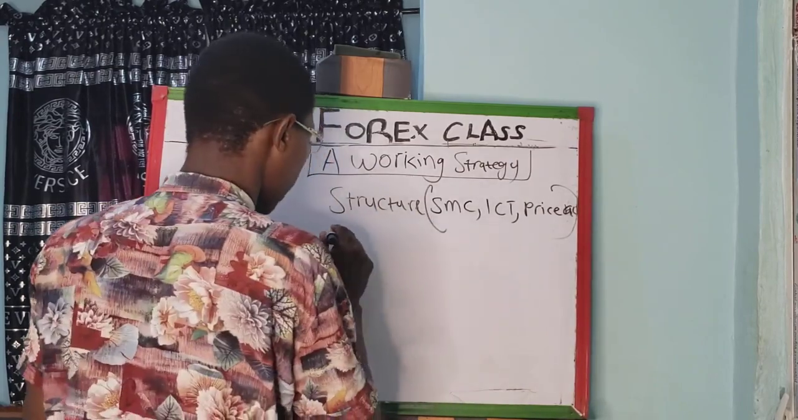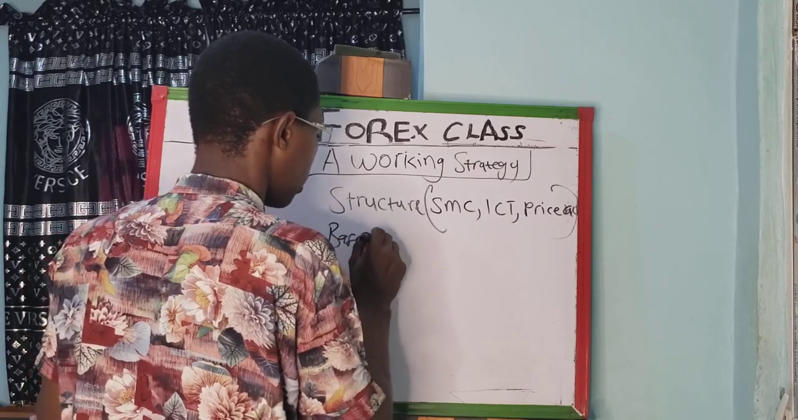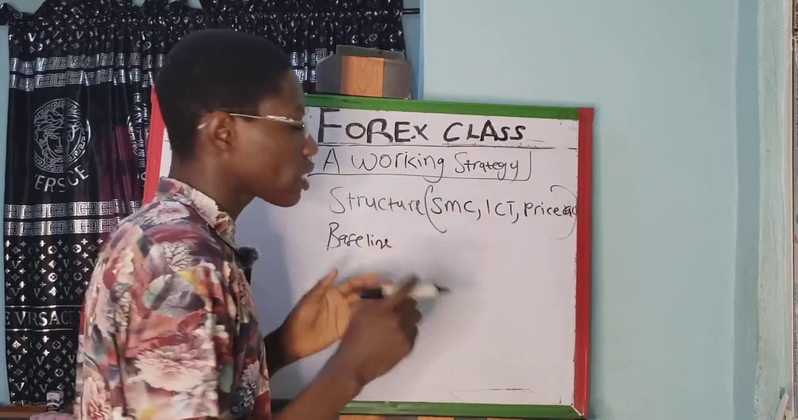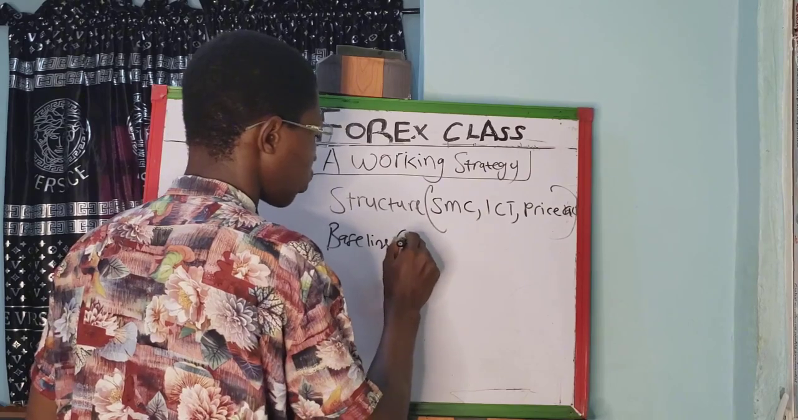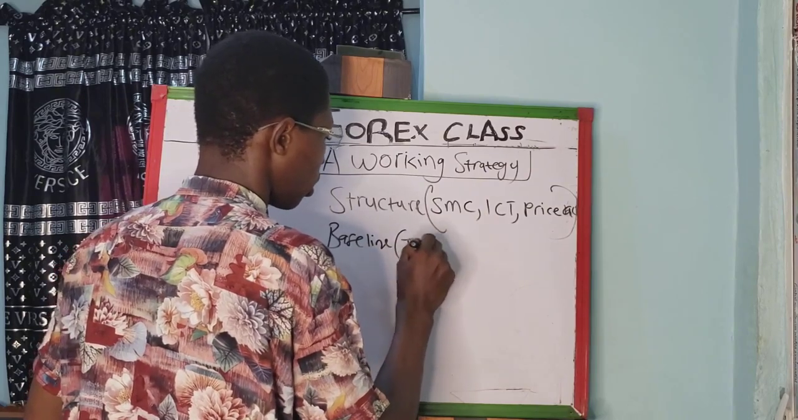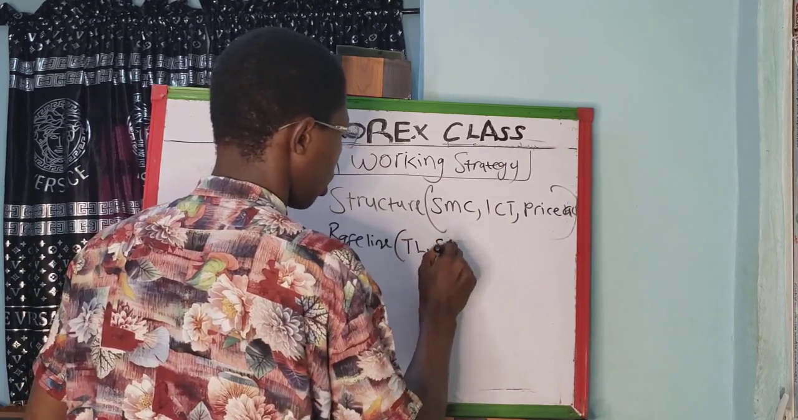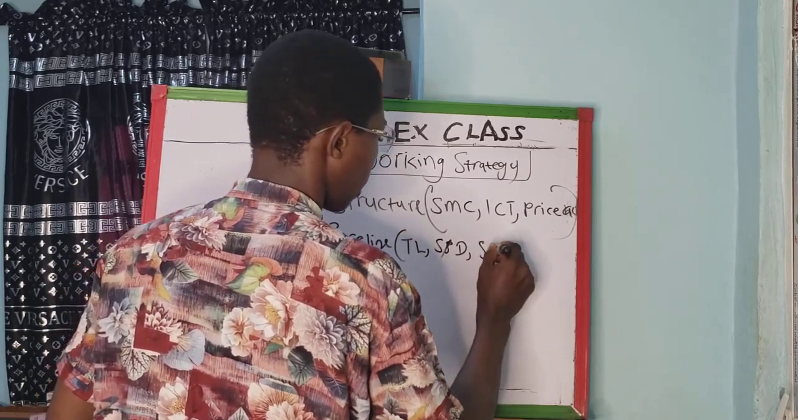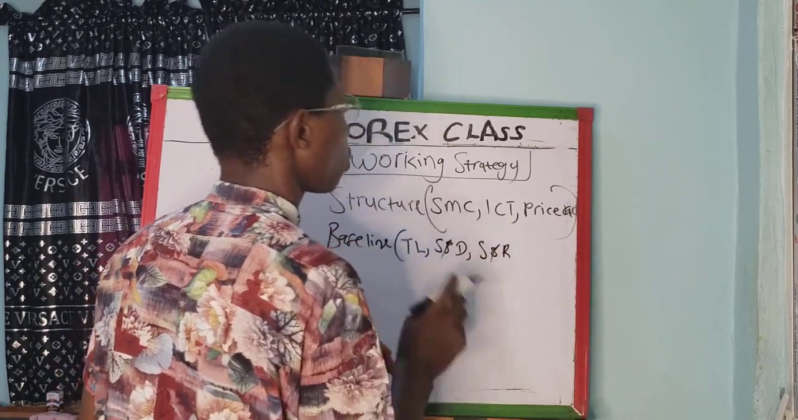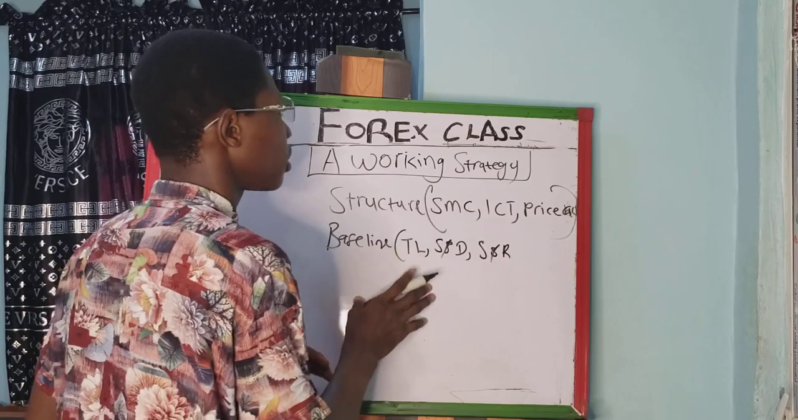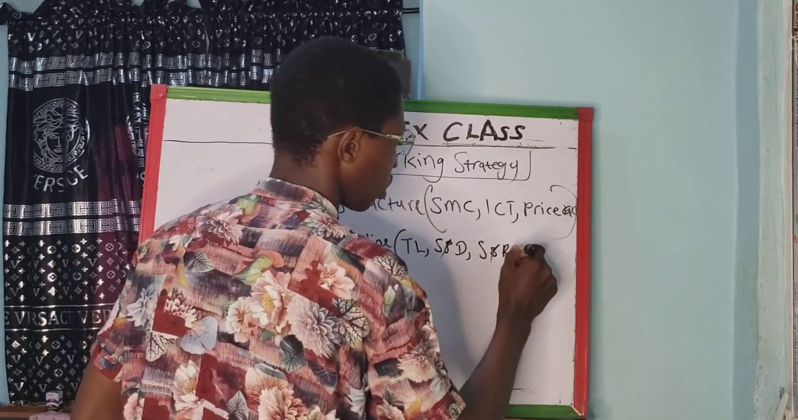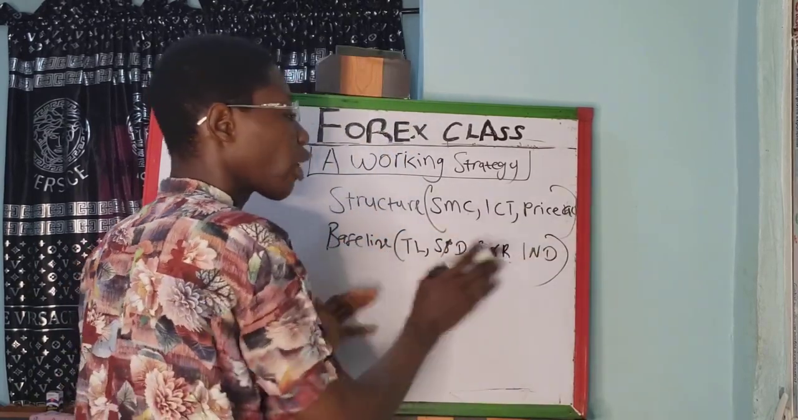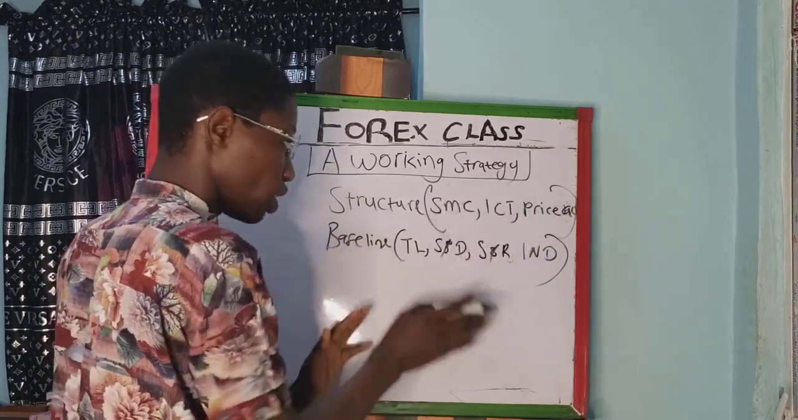Now, for the baseline, the baseline is simply what all these strategies entail, right? So for the baseline, we have trend line, right? Trend line is part of it. We have S and D, which is supply and demand. We have S and R, support and resistance. Which other thing is part of this baseline? Okay, so we have indicators as well. Indicators, the MACD. So this is not all, but these are the common ones people use, right? I'm going to be talking about all these things in this video.